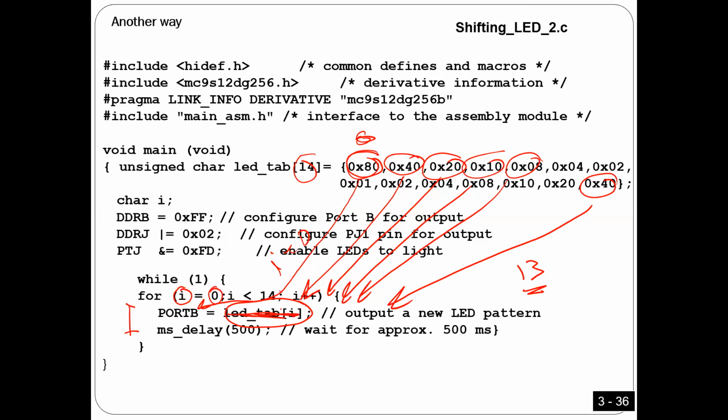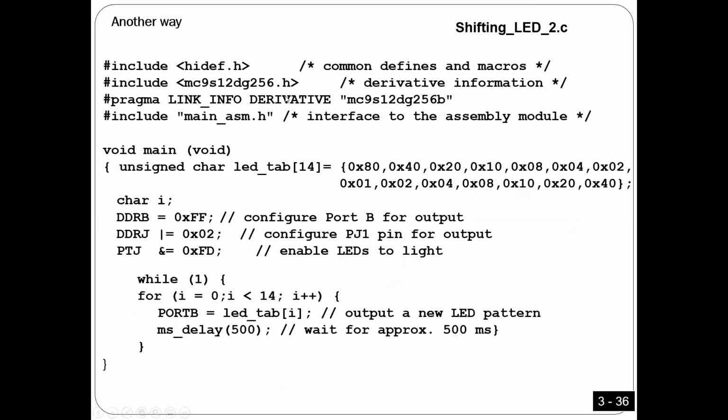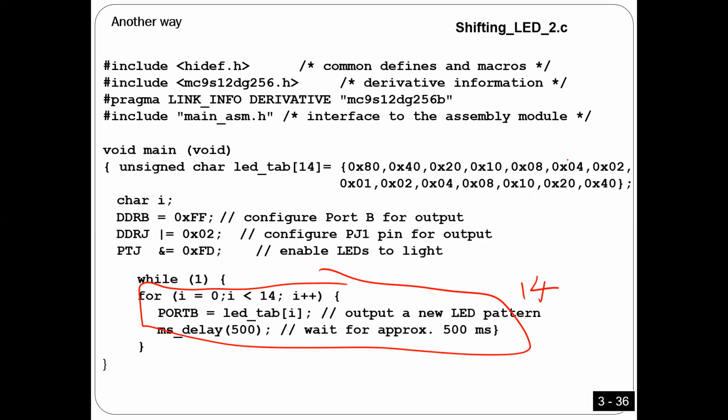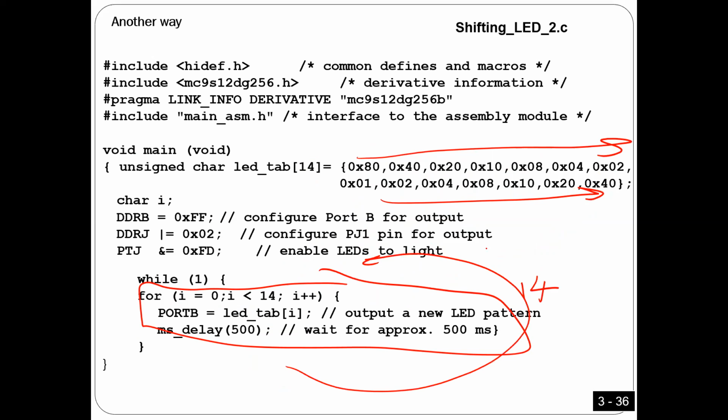So every iteration, I'm going to take one pattern and send it to port B to turn one LED on. Then I'm going to wait half a second or whatever the time is. Here I made it half a second. If you want to make it 1 millisecond, that's okay. This part here is for 14 elements. So I'm going to take all the elements from here to here. And then when I come back to while again, I'm going to repeat again from here to here.